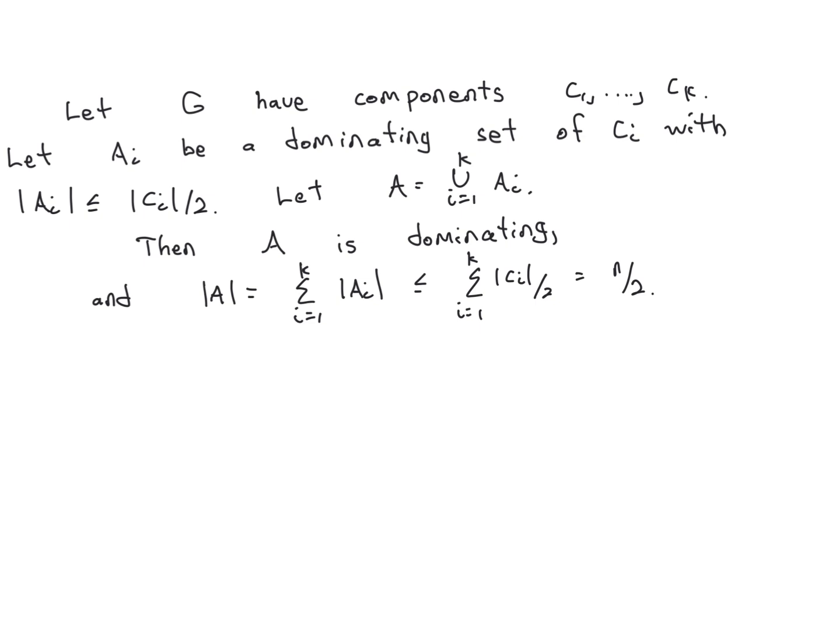Now what happens if your graph is not connected? Well, suppose we've got components C1 through Ck. We can assume that each component has a dominating set Ai that consists of at most half the vertices of that component. We're going to let A be the union of these individual dominating sets. And it's clear that A must be dominating, because every vertex must be in some component, and then in that component, it's either in Ai or it's adjacent to a vertex in Ai. Moreover, the size of A is the sum of the sizes of its subsets. Each one is at most half the corresponding component. And so we add this up and we see it's half the number of vertices.